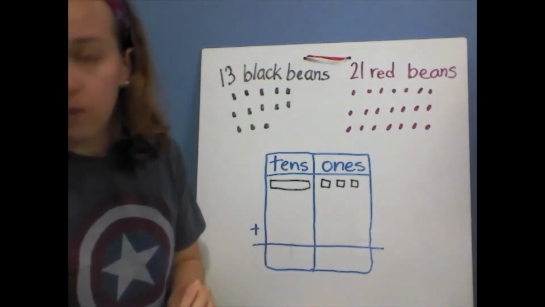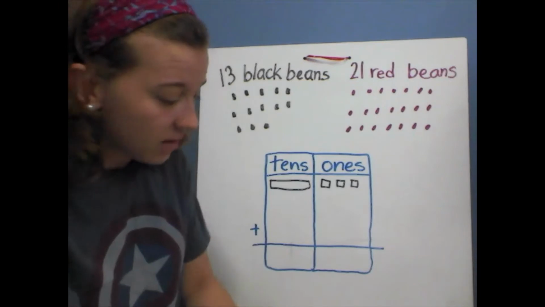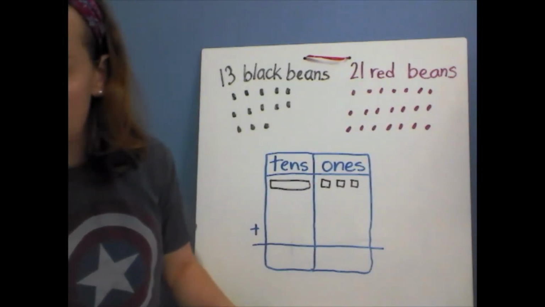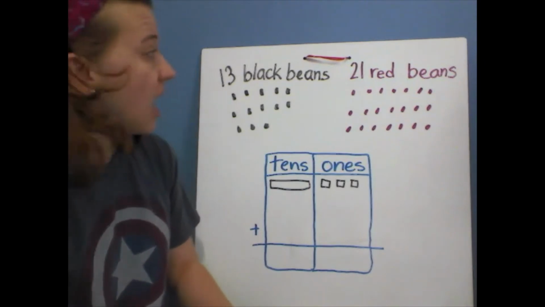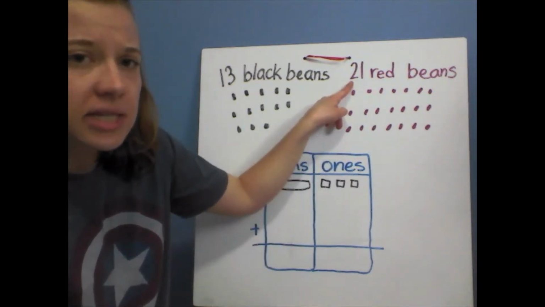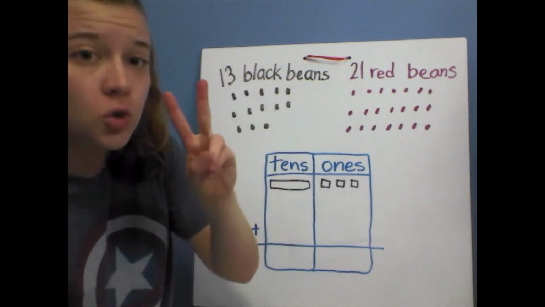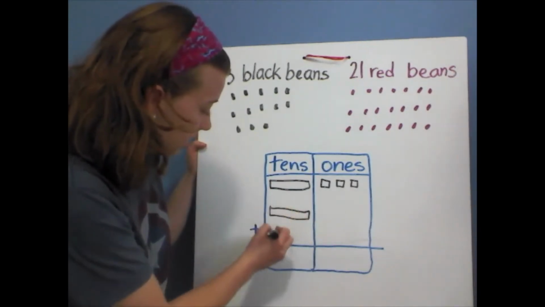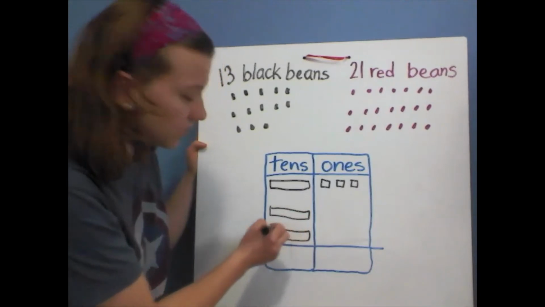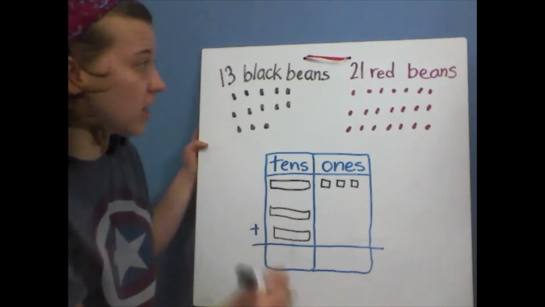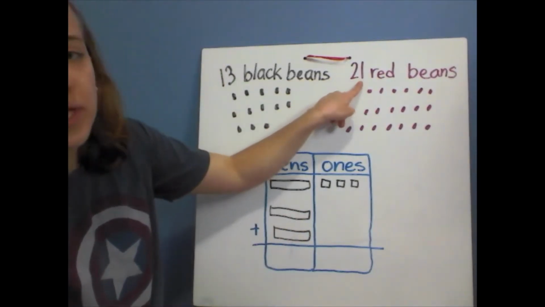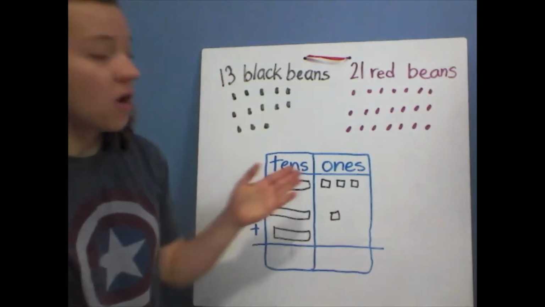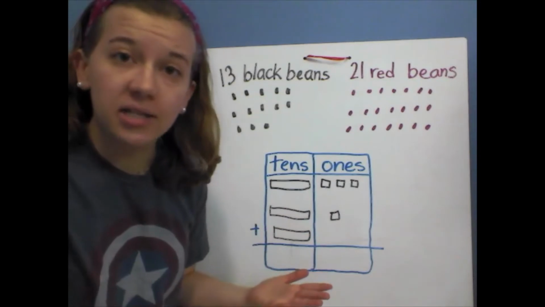All right? Makes sense. Okay, then for our other one, for 21 red beans, we have how many in the tens place? 2, right? So, let's put 1, 2. Okay, 2 ten rods for 21. And then, what number's in the ones place? 1. Then we have one of these. Okay, so this is one way to add it together.